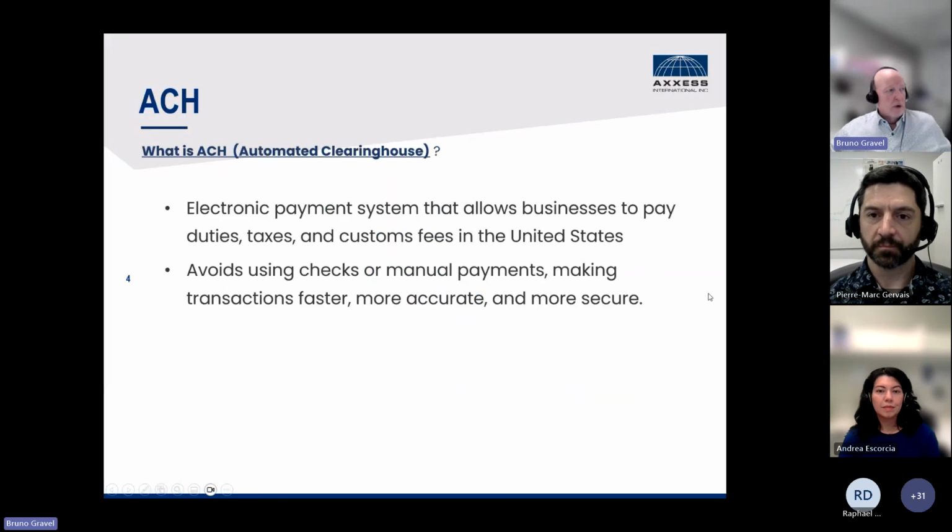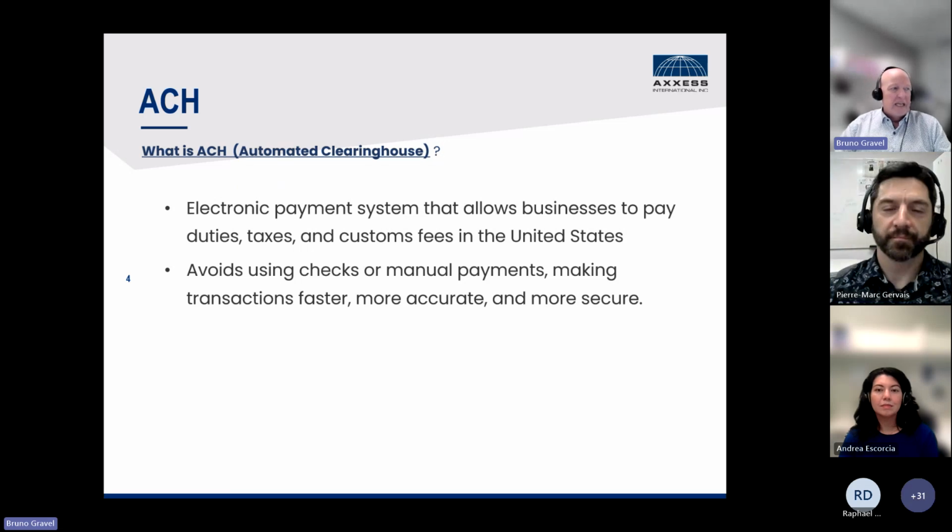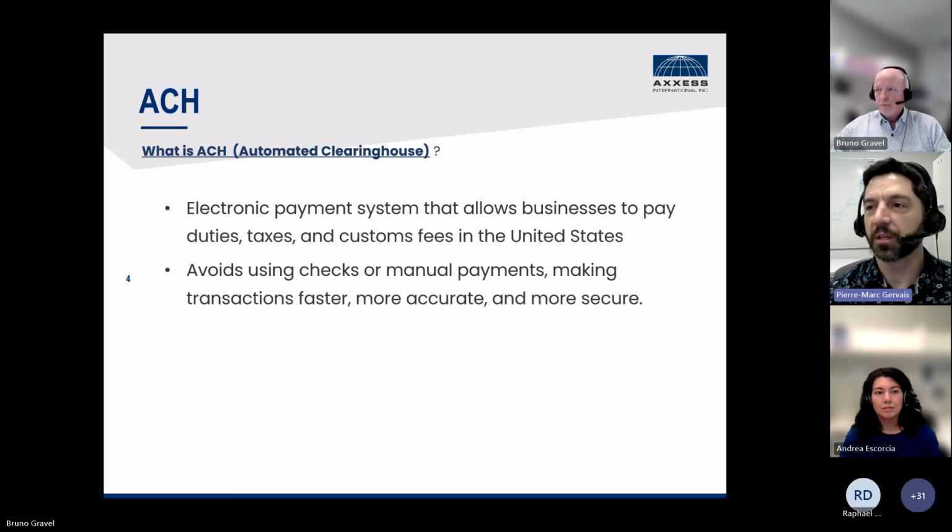So before we get started, Pierre-Marc, can you explain what exactly is ACH? Of course, Bruno. So ACH, Automated Clearinghouse, is an electronic payment system that allows businesses to pay duties, taxes, and customs fees in the United States. It avoids using checks or manual payments, so it makes sure that your transactions go faster, they are more accurate, and also more secure. So reminder, electronic payment system, that's what the ACH is.